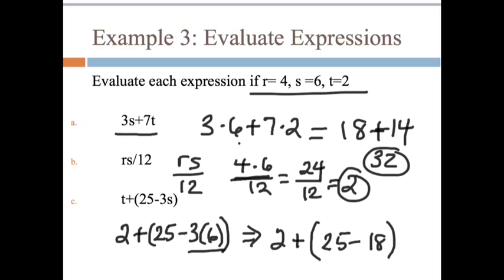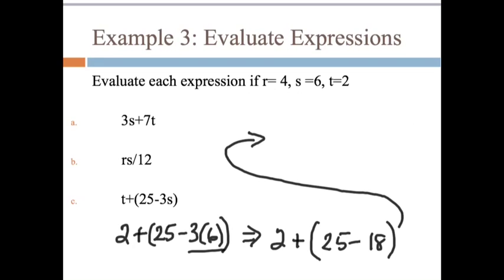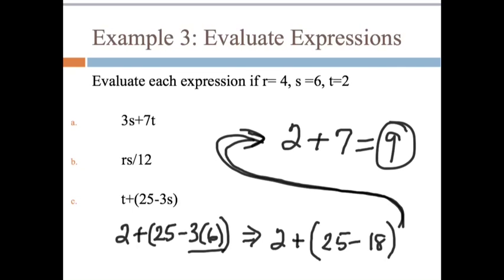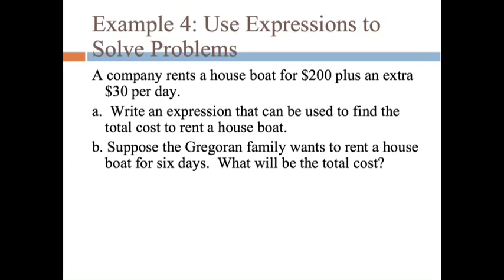Got a little stuck at the bottom, so now we'll just continue the problem this way. So the next thing I need to deal with is what is in the parentheses. 25 minus 18 leaves us with 7. So I end up with 2 plus 7 is equal to, and I think we all know that the answer is 9. So the answer to the last part is 9.